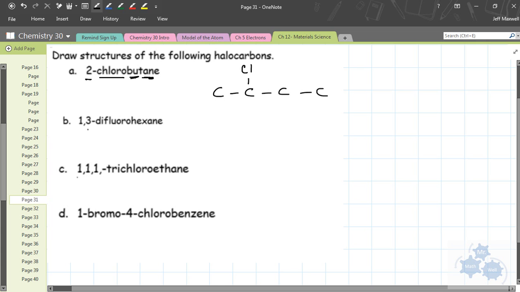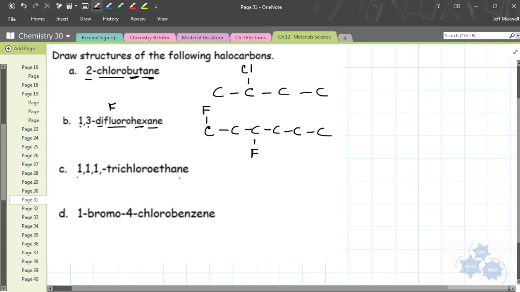All right. What about 1,3-difluorohexane? Well, even just looking at this, difluoro means there's going to be two F's, and they'll be on the 1 and the 3 carbon in a hex, so that's a 6 single-bonded chain, right? So 1, 2, 3, 4, 5, 6, on 1 and 3, it doesn't matter which way you put it, difluoro. So 1 and 3 fluorines, hexane. Did you get that? Okay.